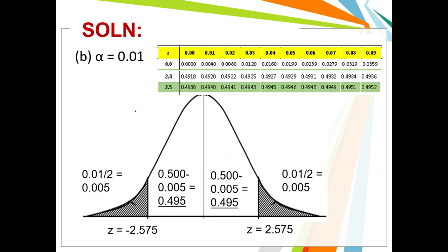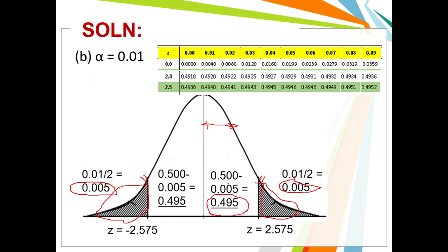Pag 1% naman or 0.01, the same idea, okay, both ends because this is a two-tailed test. Okay? 0.01 divide 2, that is 0.005. On the right side, 0.01 divide 2, 0.005. Okay? So this is the area na nasa labas. Okay? So if we want to get the area na nasa loob ng ating curve, okay, or the unshaded region, so this is simply 0.5 minus 0.005, or that is 0.495.